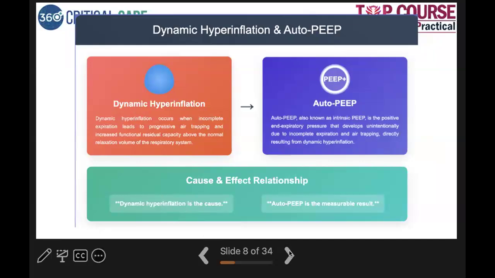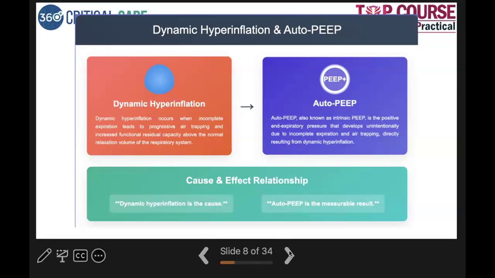This process of incomplete expiration because of the choke points, leading to progressive air trapping in the alveoli, where there is going to be an increased functional residual capacity above the normal relaxation volume, is called dynamic hyperinflation. So this is the process, this is the cause.